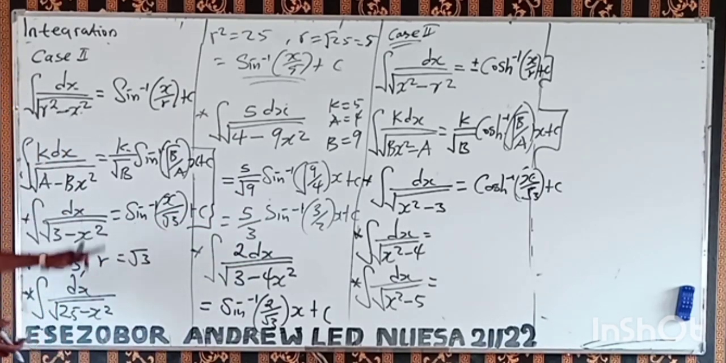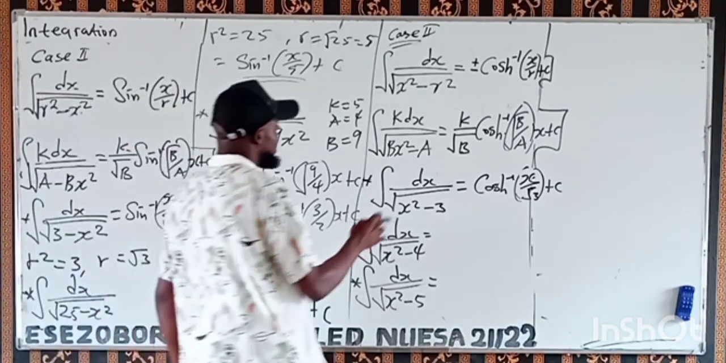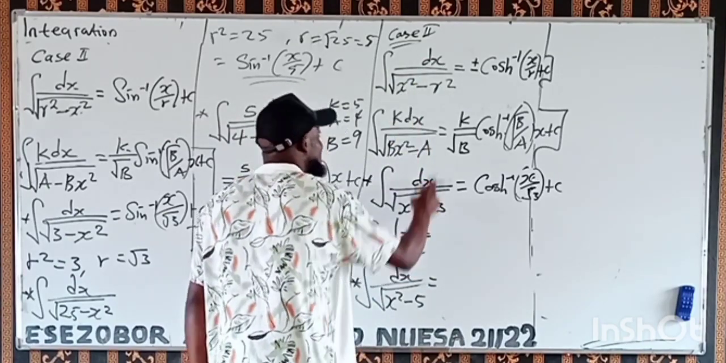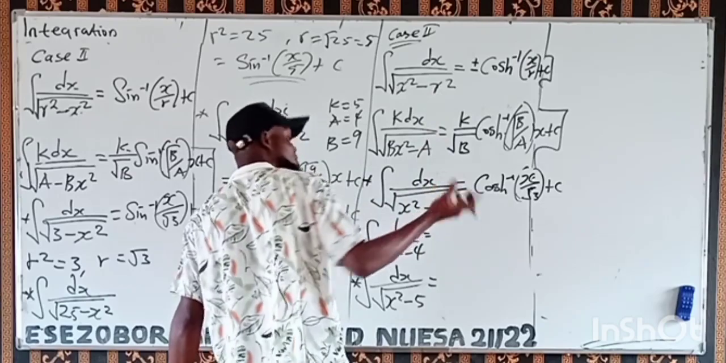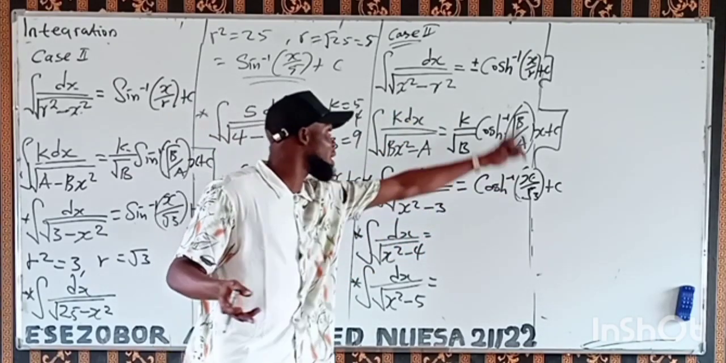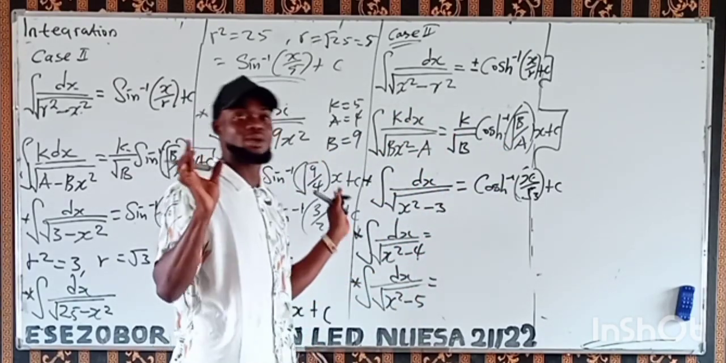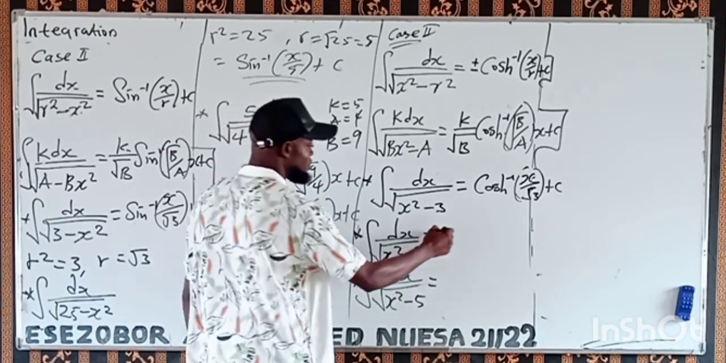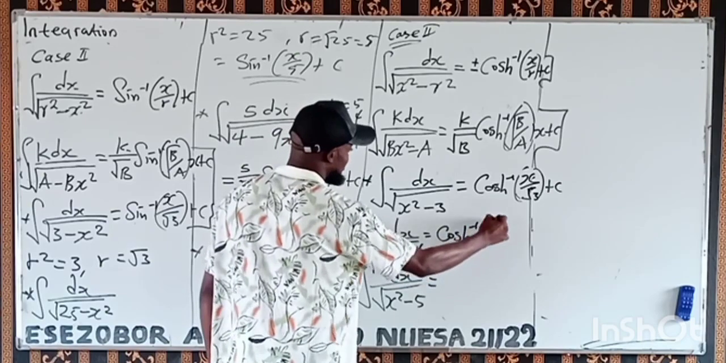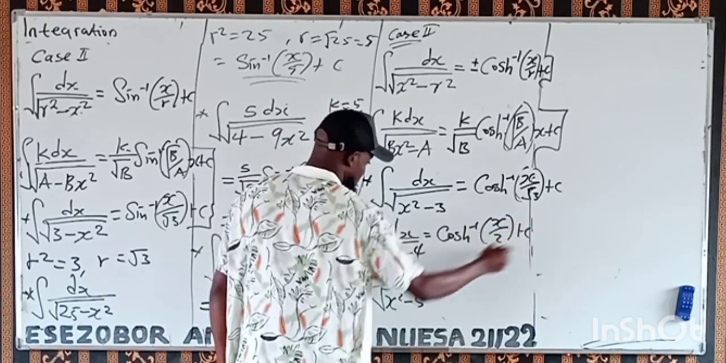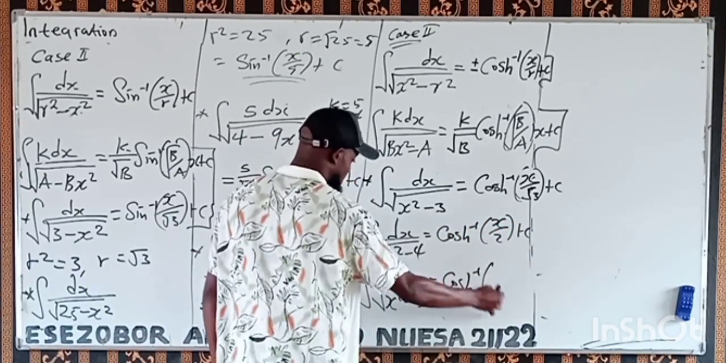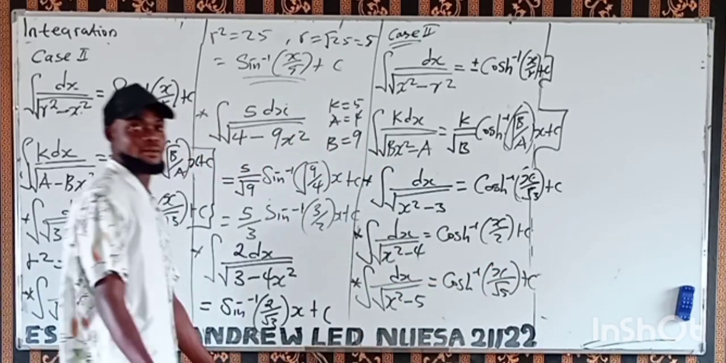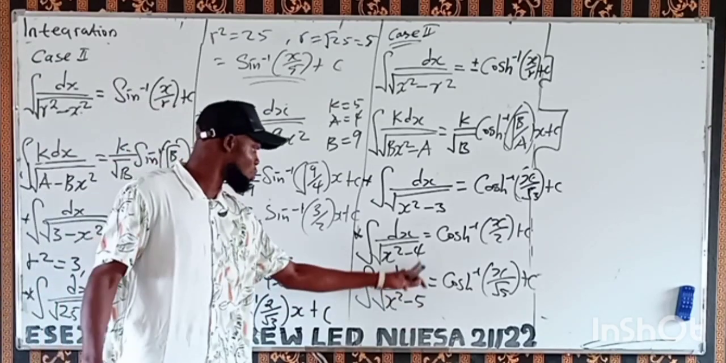What we are doing, remember, we will compare. Our dx is dx, x squared is x squared. 3 now is a squared, and a will now be root 3. Just take the square root. To get a out of here, what do you do? Take the square root of what you have in there. So take the square root of 4, which is 2, and the square root of 5. So it will be cos inverse of x over 2 plus c, and cos inverse of x over root 5 plus c. That's what I'm going to have. Just to get a, take the square root of what they have here.